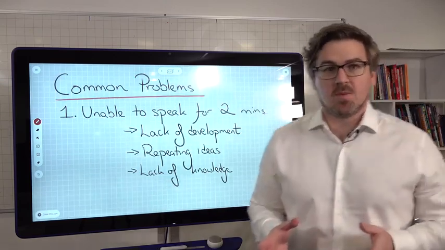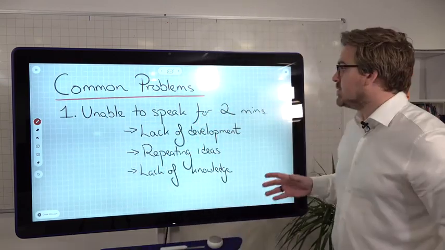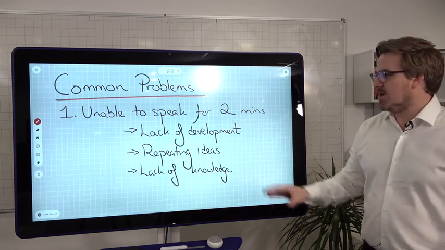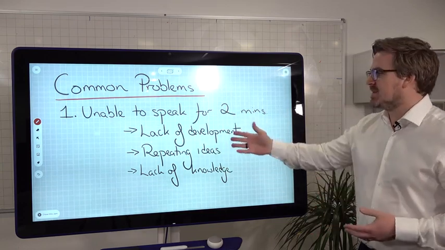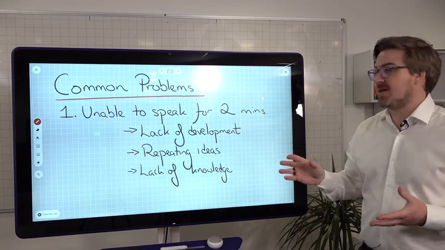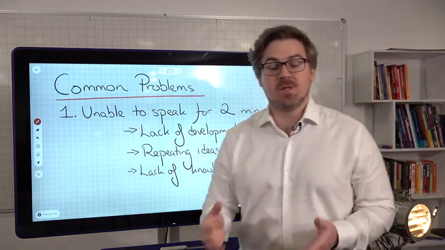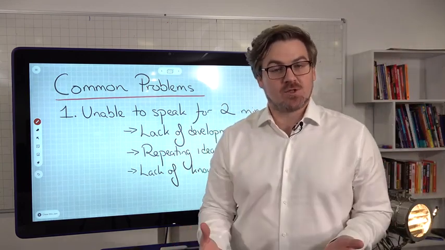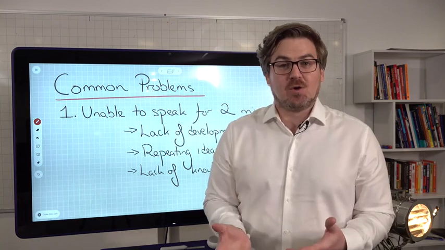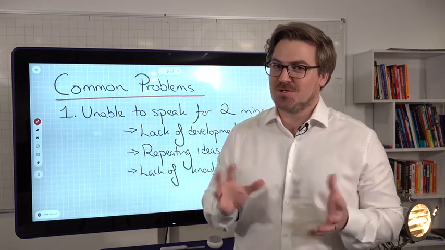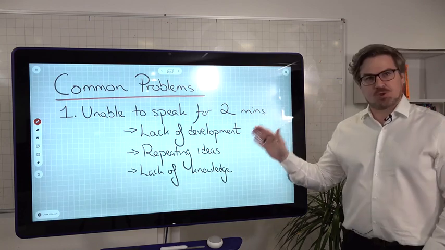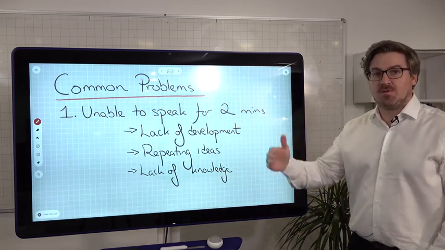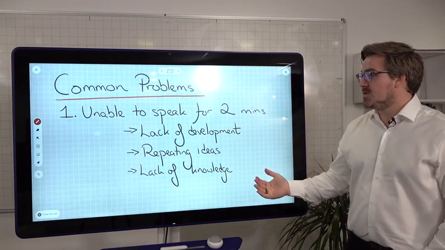Okay, so let's look at common problems for part 2. And there's really only one common problem. There are some problems that are related to that, but there really is only one thing. Unable to speak fluently and coherently for 2 minutes. That is the goal. If you can't complete the goal, you're not going to do very well there. So we need to think about why people struggle to speak fluently and coherently for 2 minutes.